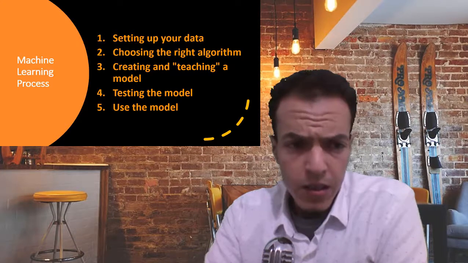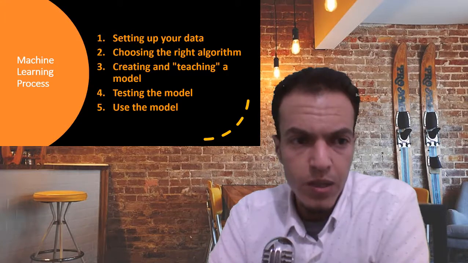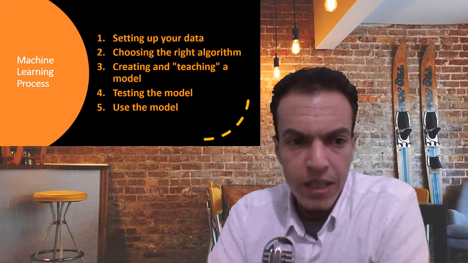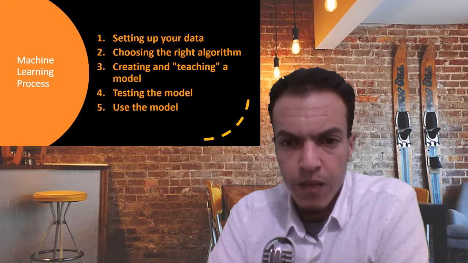Then creating and teaching the model. Here you give data to a model that uses the algorithm you chose and start learning from it until it's finished. After that, you test your model. You now test the model by providing new data that it didn't know about and measure its accuracy and efficiency. If it's good, congratulations, you're done and now can use it.